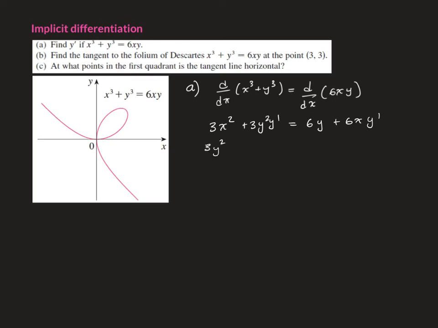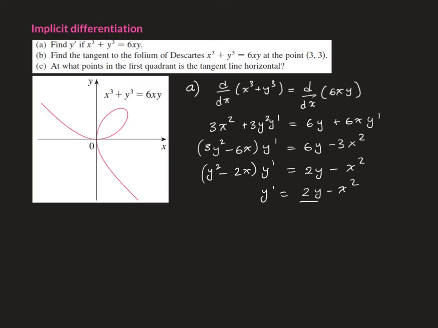So 3y squared minus 6x, common factor of y dash, is equal to 6y minus 3x squared. I do want to take the 3 out as a common factor because I can see that I can cancel 3 from both sides. So that would get y squared minus 2x, common factor of y dash, is equal to 2y minus x squared. Now finally y dash will be equal to 2y minus x squared over y squared minus 2x.